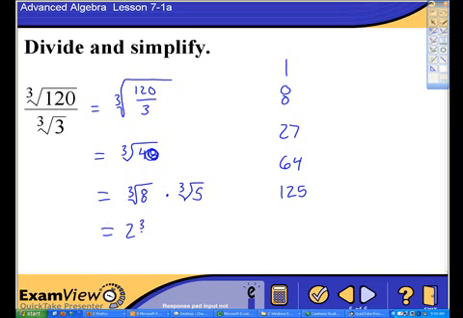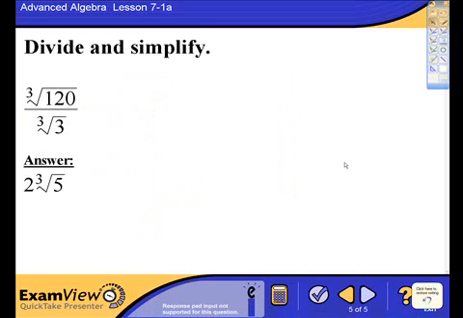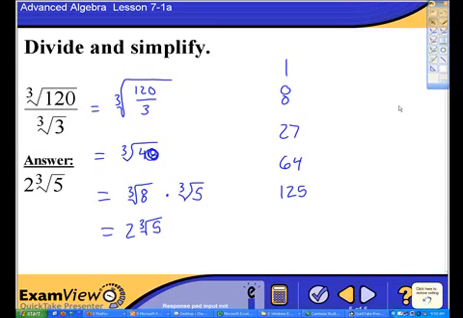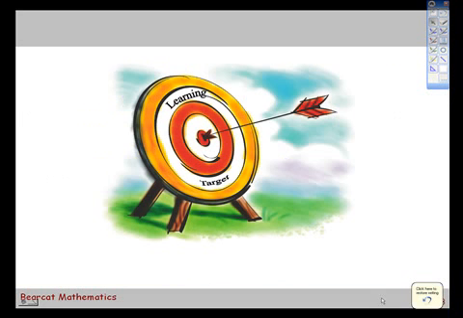Let's check our answer with theirs. Same thing. All right, good job. And that's our learning target for this lesson. I'll see you in class.